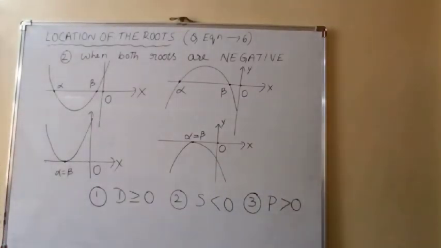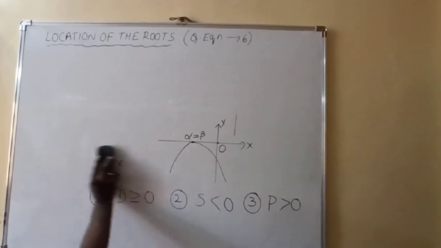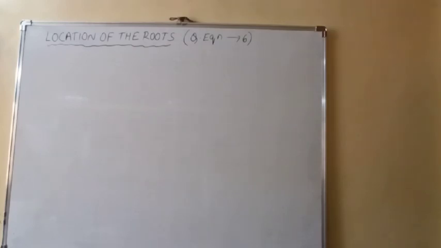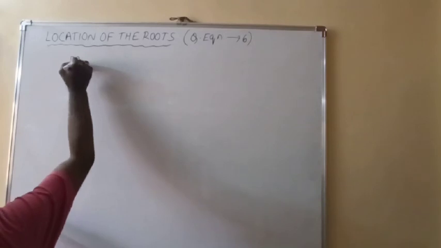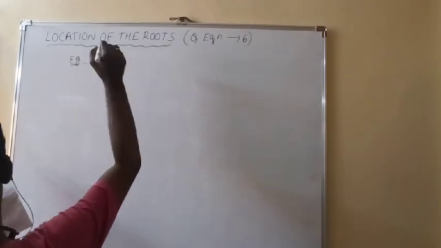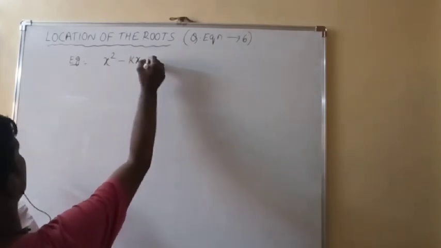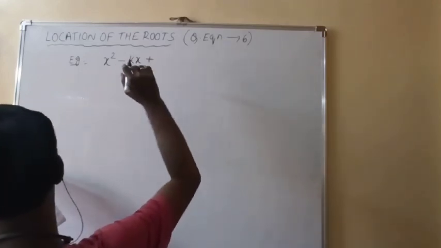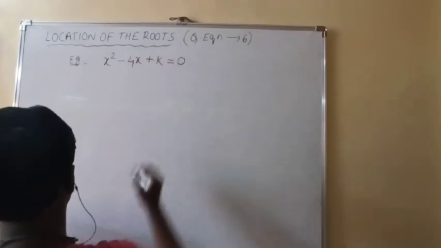Based upon this, I am going to give one example each based upon the first case and the second case. I solved the first case model problem. You will try the second case model problem. Okay, so find the value of k for which the quadratic equation x square minus kx plus x square minus 4x plus k is equal to 0.